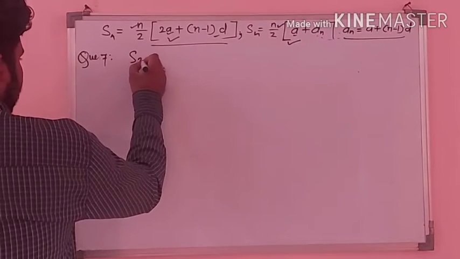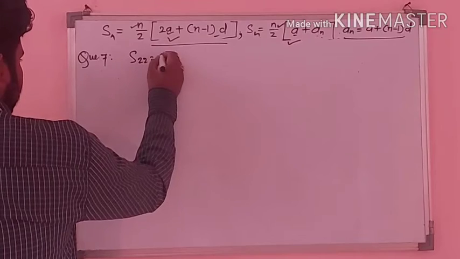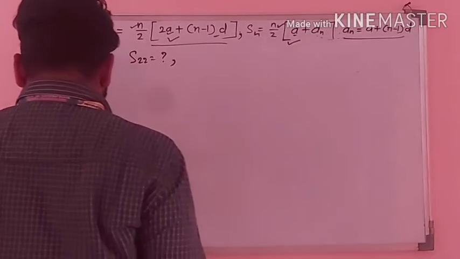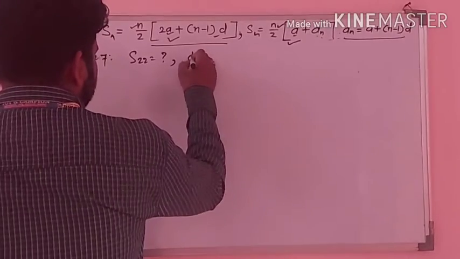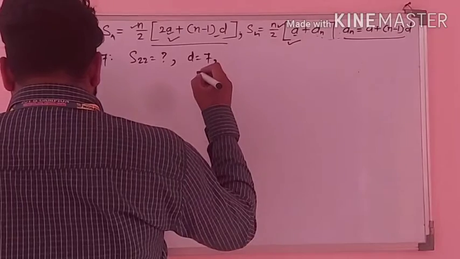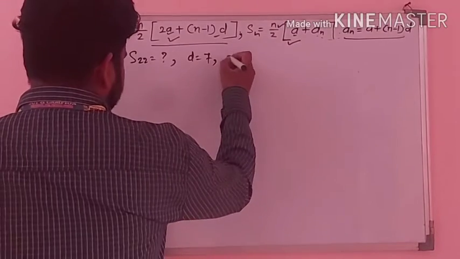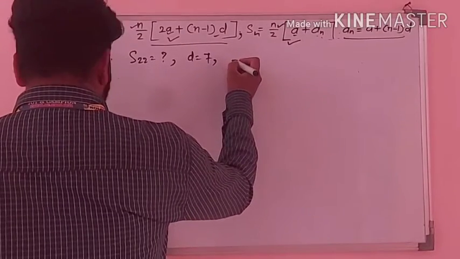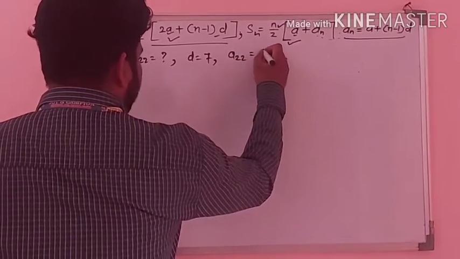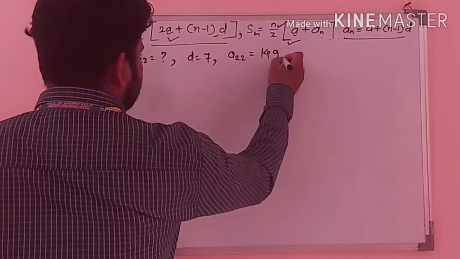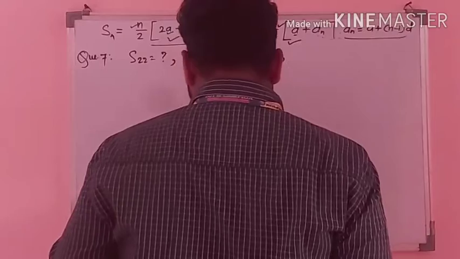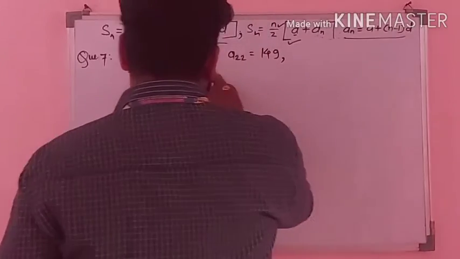Here we have to find out the first 22 terms. That means an AP in which d is equal to 7, the 22nd term is 149, and we have to find out the sum S. Only these two terms are given.